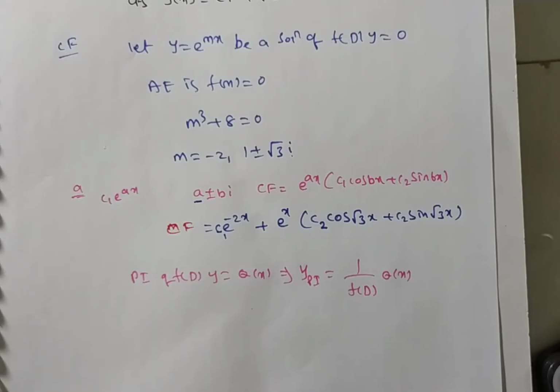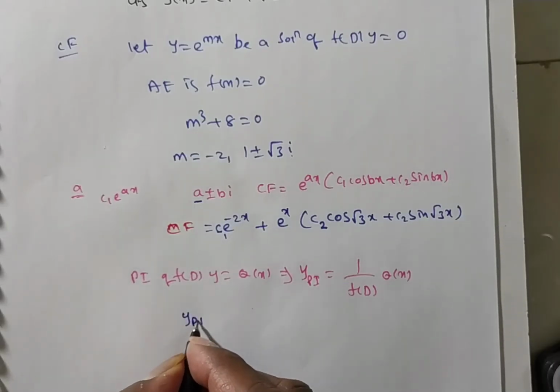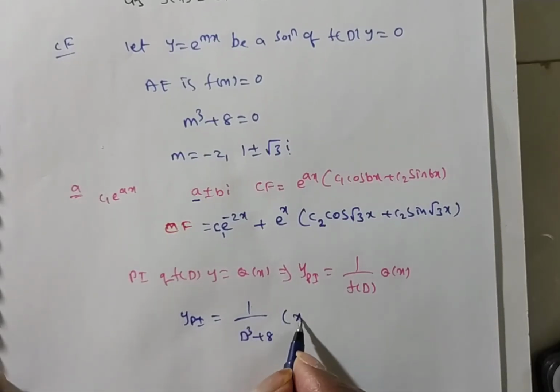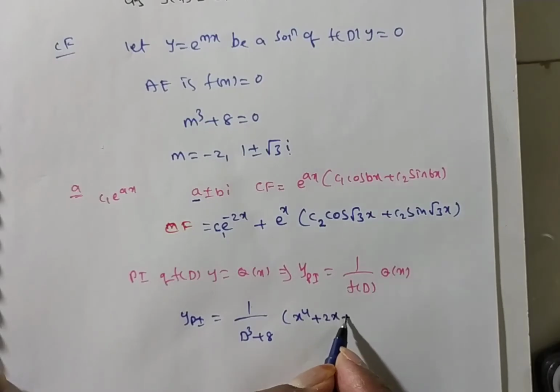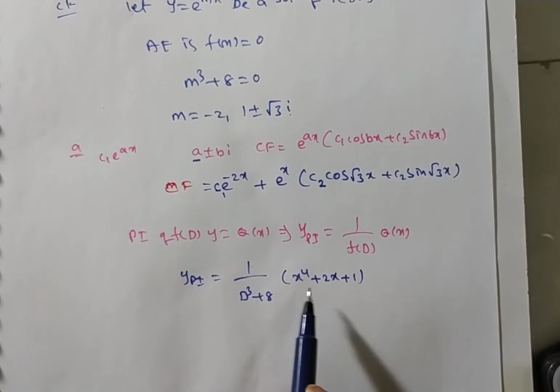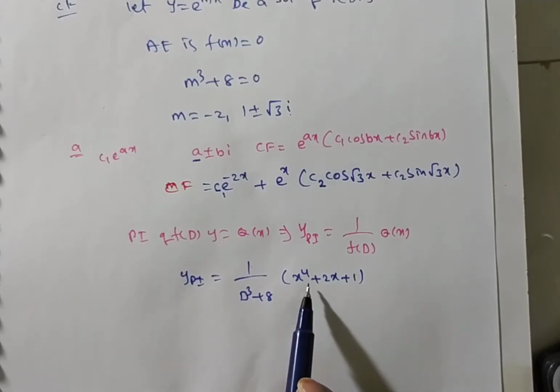You have Q of x is, you see, y_PI is equal to 1 by f of D. What is f of D first? f of D is D cube plus 8. What is the Q of x? x to the power of 4 plus 2x plus 1 you have. Right. Friends, you see, Q of x is a polynomial of degree 4.